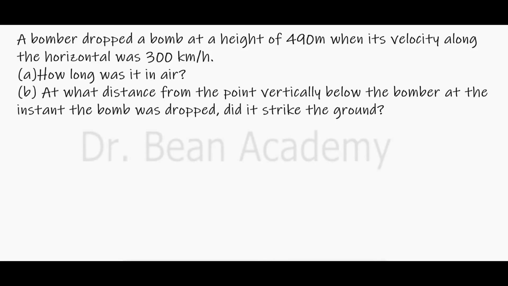A bomber dropped a bomb at a height of 490 meters when its velocity along the horizontal was 300 kilometers per hour. The height was 490 meters, and how long was it in the air?